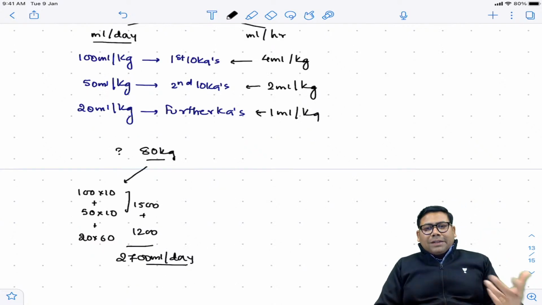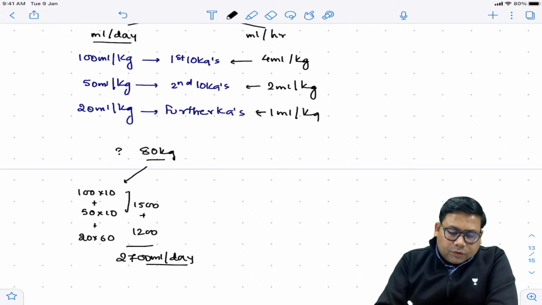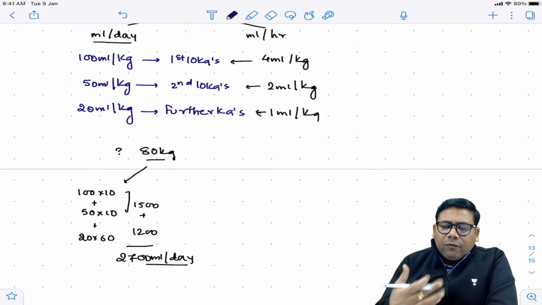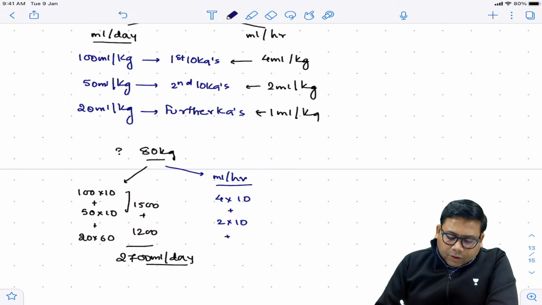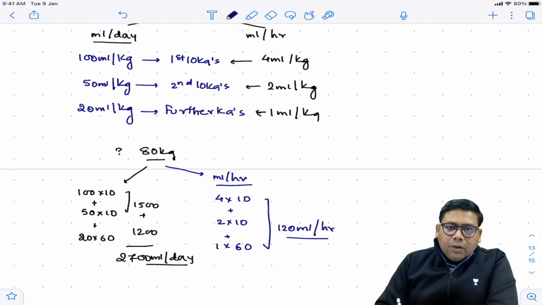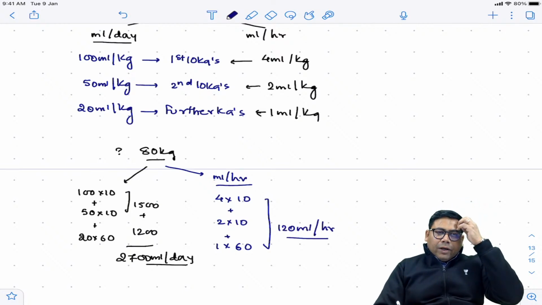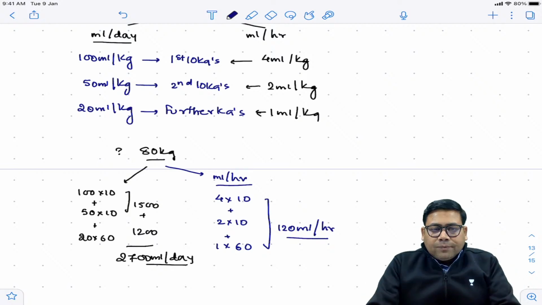Now the same thing in ml per hour. It's very simple, 4 2 1. For the first 10 kgs, it is 4 ml. For the next 10 kgs, it is 2 ml. And for the remaining kgs, it is 1 ml. So 40, 20, 60, and that is 120 ml per hour. Students, if you multiply this 120 by 24 hours, you will get a value which is more than 2700.